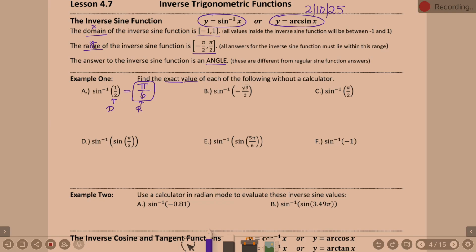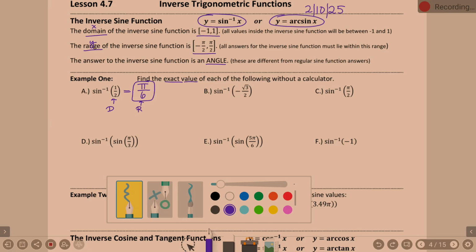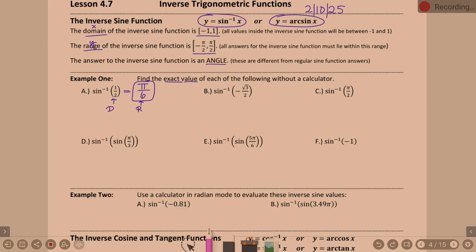Okay? So we're basically just finding the range for all these? Yeah, you're finding the output, which is your range, but you're finding your angle. Okay, now there's going to be some catches, but basically, what did we do? We said sine of what angle equals 1/2, right? That's basically what we did on this problem, sine of what angle equals 1/2.